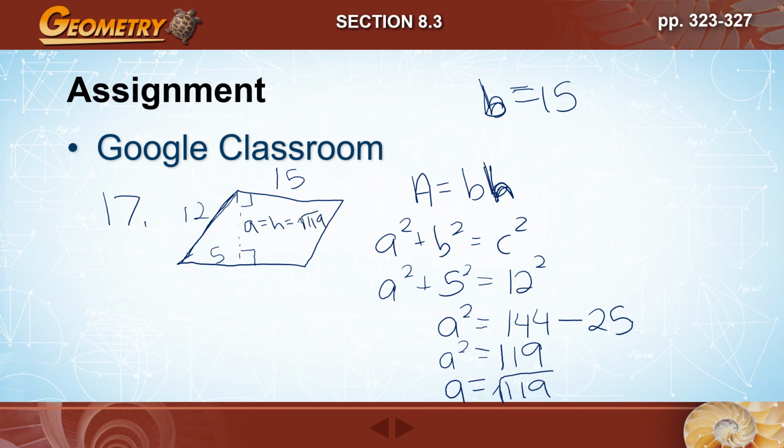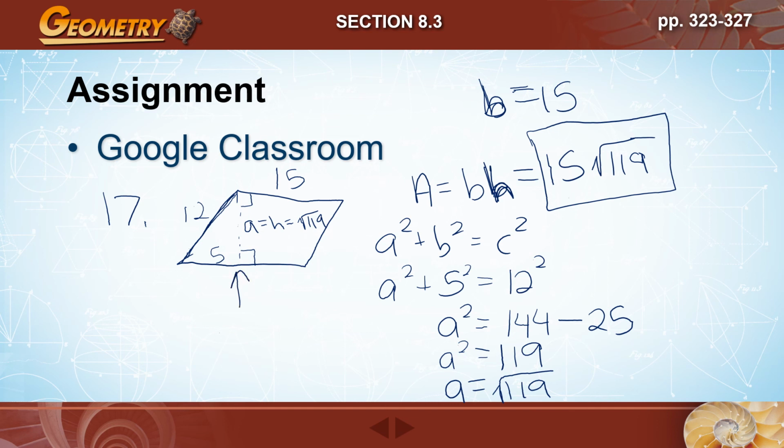Okay, so I found that, but now I need to find the area of this shape. And so I can plug in the base is 15, and the height is the square root of 119. And so that would be our answer for the area of this shape. Now, remember, we had to go through the Pythagorean theorem in order to get that height. So if you have any questions, please let me know so that I can direct you to more resources or help you out.